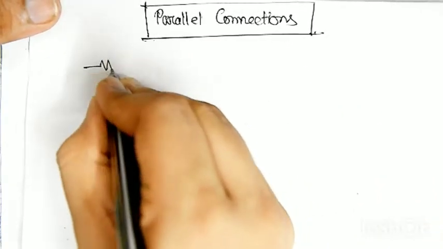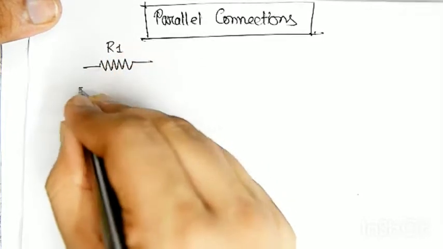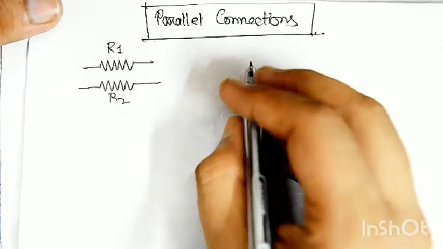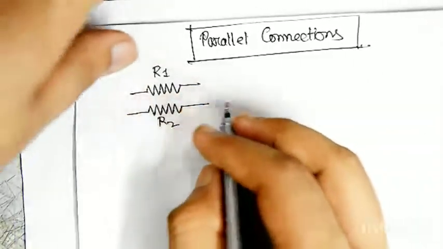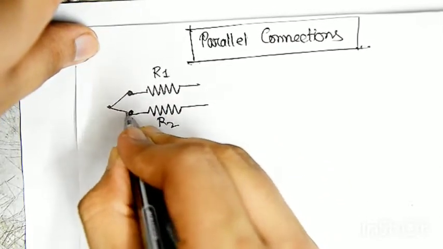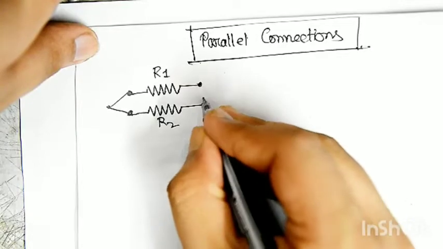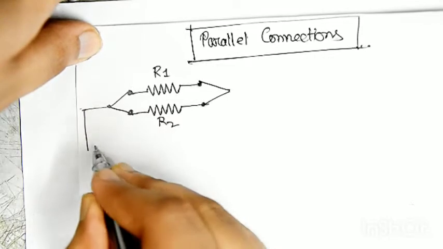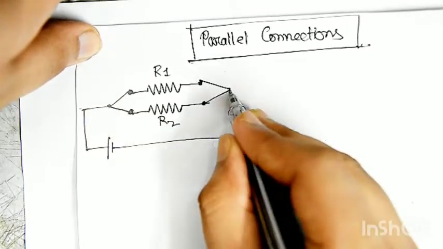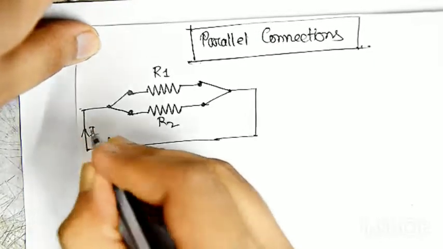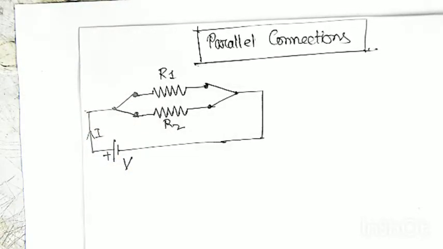Just like I have given you two resistances, R1 and R2. If you want to join them in parallel, you just take their starting points and join them at a single point. You take their ending points and also join them at another point. Then you connect them in the circuit. Any combination of resistances done this way is called a parallel connection.